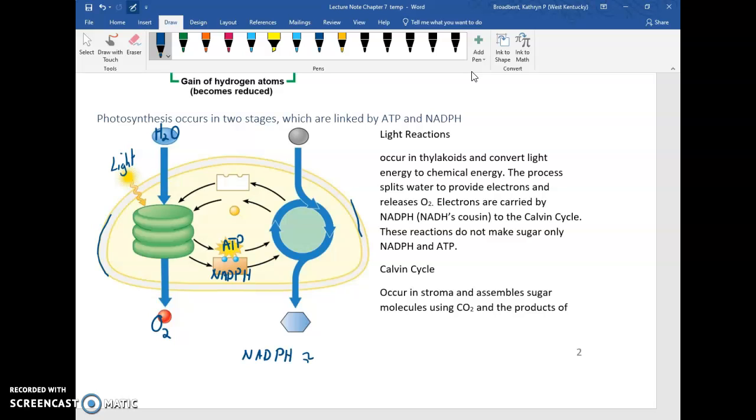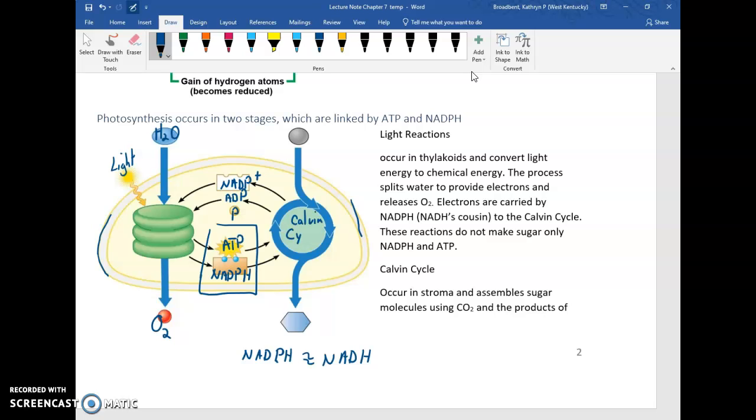NADPH is very similar to NADH that we find in the mitochondria. There's just a small modification in the construction. Okay, so the light reactions are going to take NADP positive and ADP and a phosphate, and they will make ATP and NADPH. So these high energy molecules will then be used by the Calvin cycle.